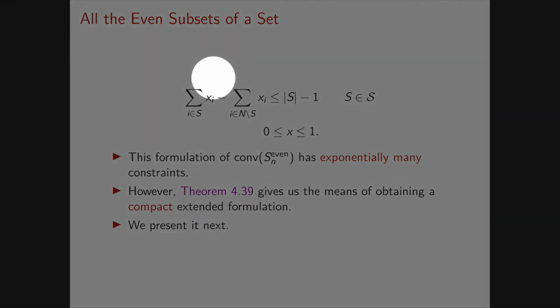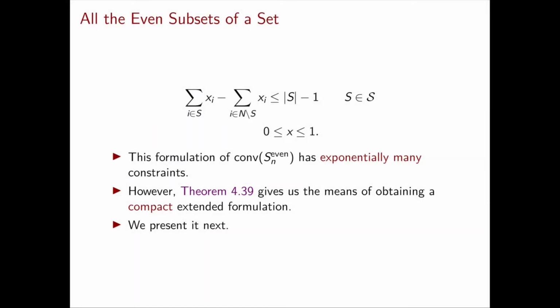So this is again the formulation that we just wrote of the convex hull of S^n_even. And the problem with this formulation is that it has exponentially many constraints. I mean, it's not necessarily a problem, but let's say that one question could be, can we obtain a formulation for this set that has only polynomially many constraints? In fact, what we're going to show is that using Balas' union of polyhedra, we can obtain an extended formulation for this set that only has polynomially many inequalities.